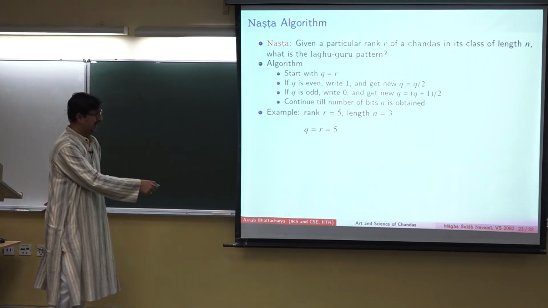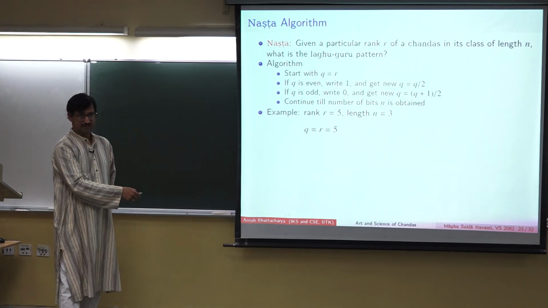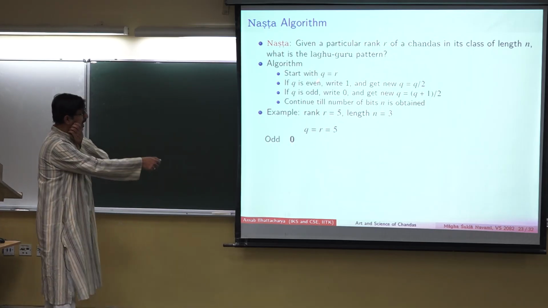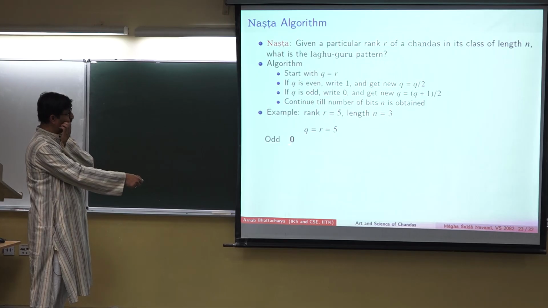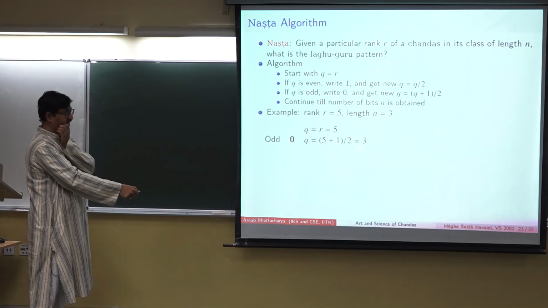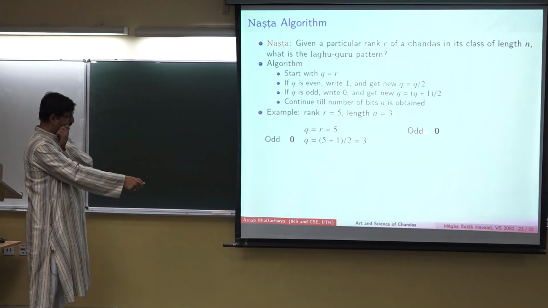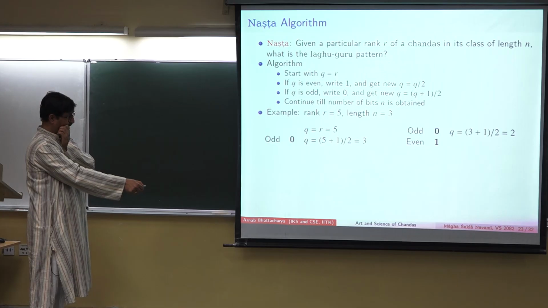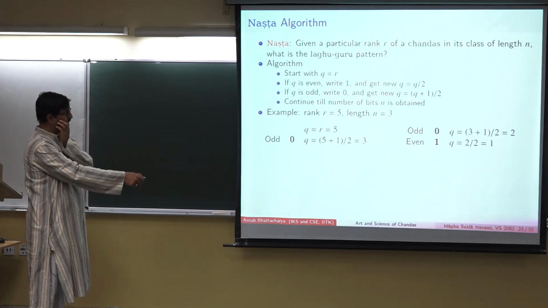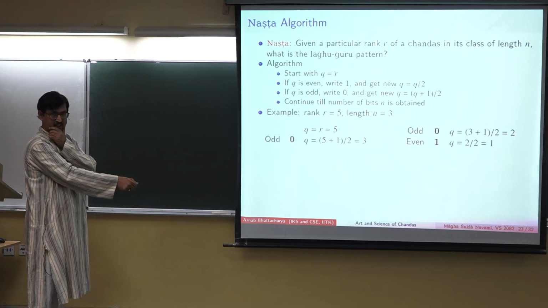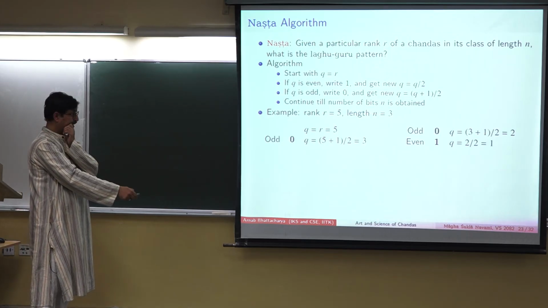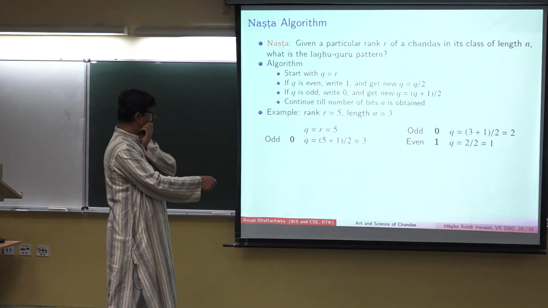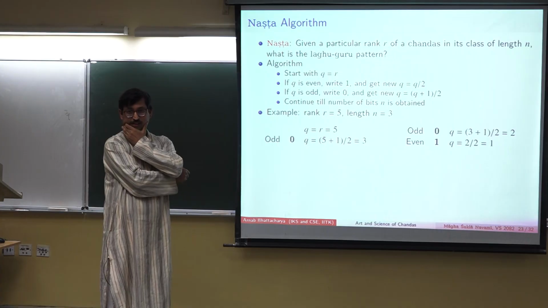So if you take length 3, rank 5, you start with q equal to 5. This is odd, so you write down 0 and you get the next one as 2. Then this is even, so you write down 1 and you get 1. Then you are done. You want length 3, so you stop. So what is the number that you get? For this rank 5, we get 0 0 1.